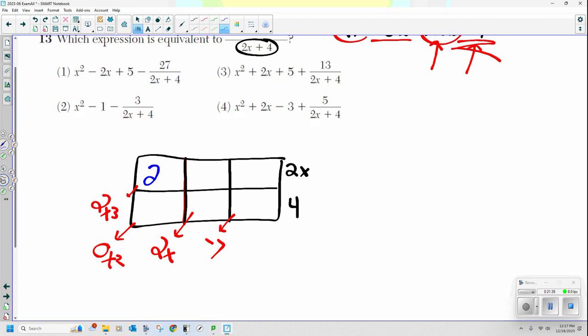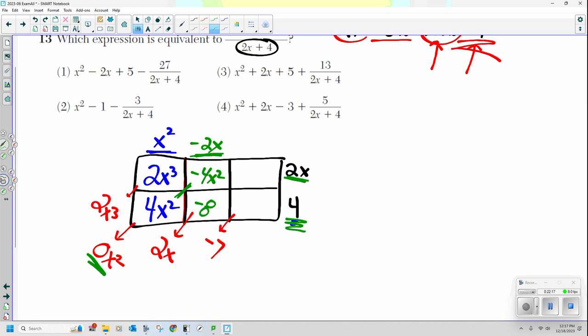This box has to be 2x cubed. So what do I multiply by 2x to get 2x cubed? X squared. And now I multiply x squared times my 4, and that goes here. It's 4x squared. What do I combine with 4x squared so that it ends up being 0? A negative 4x squared. And we're back doing the same thing again. What do I multiply by 2x to get negative 4x squared? Well, negative 2x times 2x gives me negative 4x squared. And negative 2x times 4 is negative 8x.